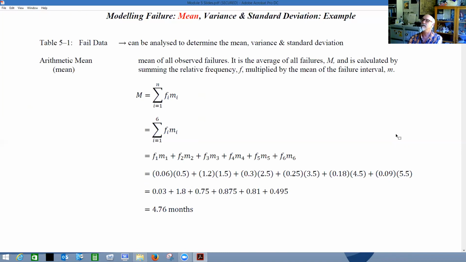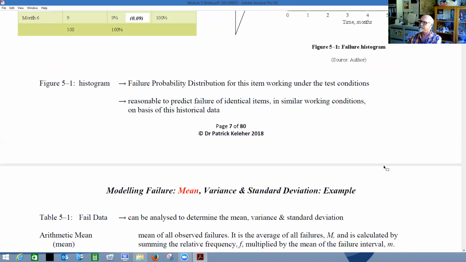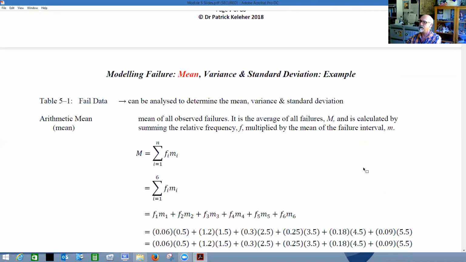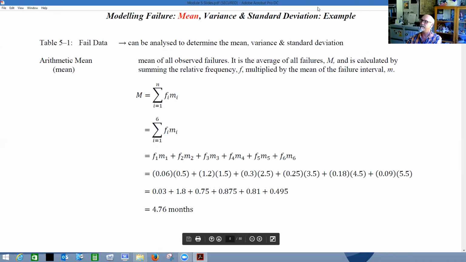So a little formula that we use in this case, it's based on the frequency. So therefore, capital M, the mean, is equal to the summing up of all of those little frequencies multiplied by those little averages in that particular interval. So over this particular 6-month period, we've got little frequencies from the table of data above. And we've got our little means of the failed interval from our histogram as well. So by combining those two things, we can go about calculating the mean for the failure. So basically, 4.76 months is the mean that we're finding here for things that are failing overall for each of those individual items.